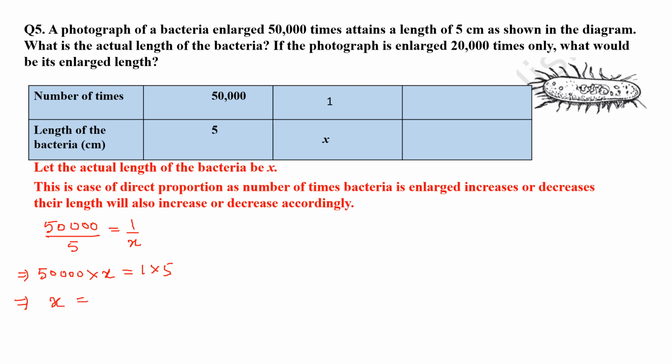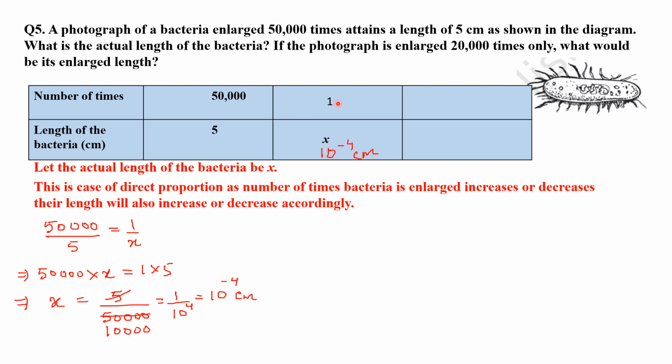So the value of x will be 5 by 50,000, and when you reduce it, it will be 1 by 10,000, and 10,000 I can write as 1 by 10 to the power 4, which can be further written as 10 to the power minus 4. You have already studied negative exponents, right? So 1 by 10 to the power 4 we can write as 10 to the power minus 4, and it is in centimeter. So from here I have got my actual length of the bacteria as 10 to the power minus 4 centimeter. And when you enlarge it 50,000 times, it becomes 5 centimeter.